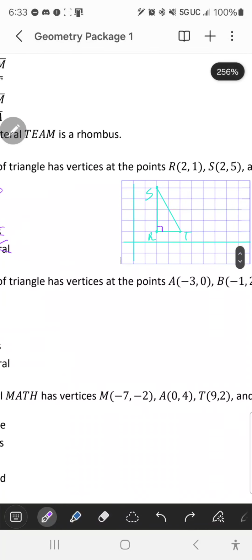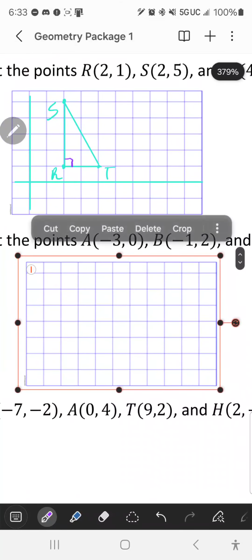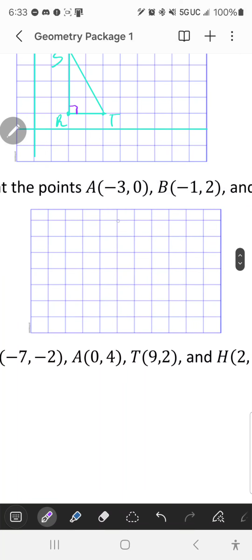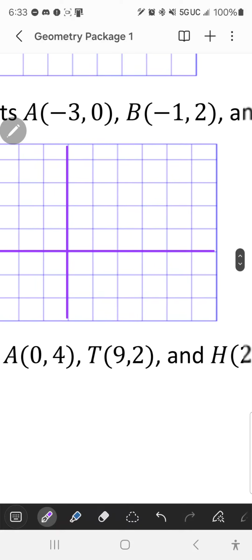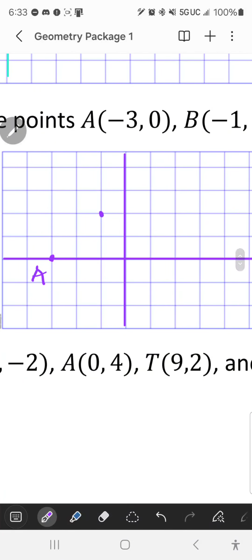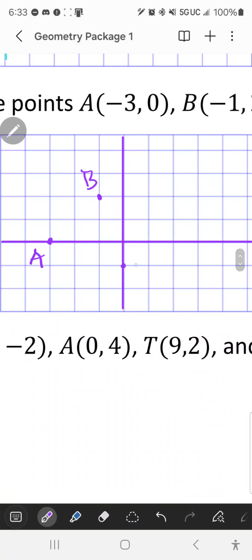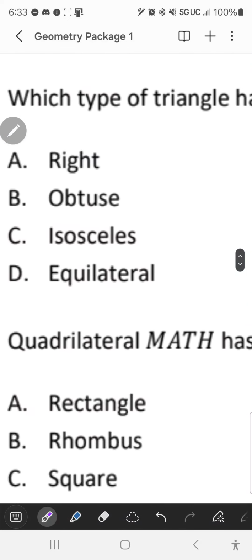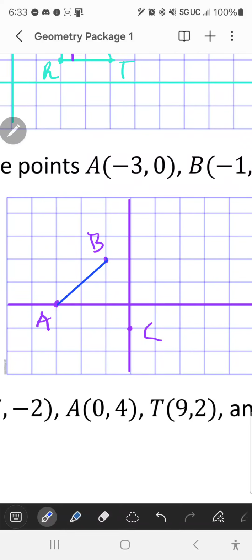Now, theory 5. Let's do the same. A is negative 3 comma 0, so this is A. B is negative 1 comma 2, this is B. And C is 0 comma negative 1, this is C. Okay, now we want to know the same. So let's just draw our triangle.